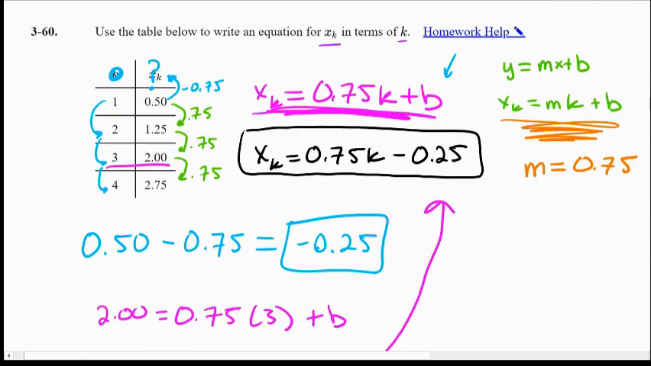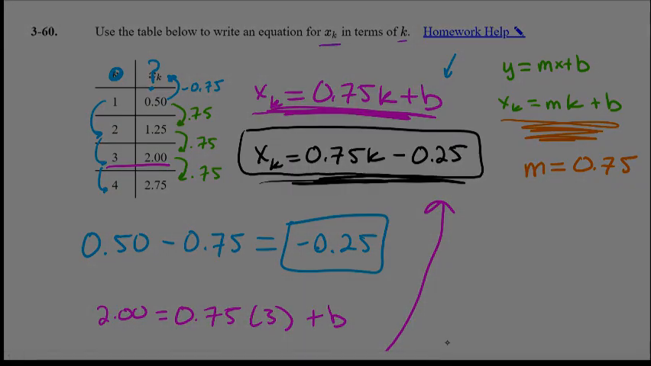So I like to use the easier method because I'm lazy. Hopefully you find a method that works just as well for you. Either way, you should still get the same answer here, which is x sub k equals 0.75k minus 0.25.